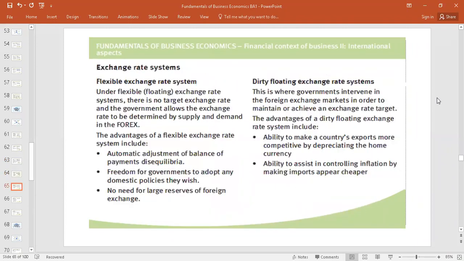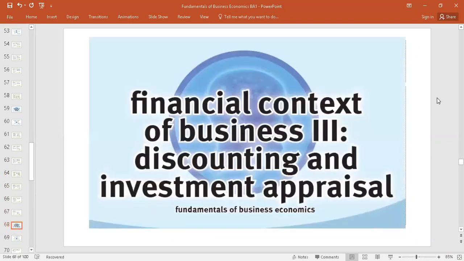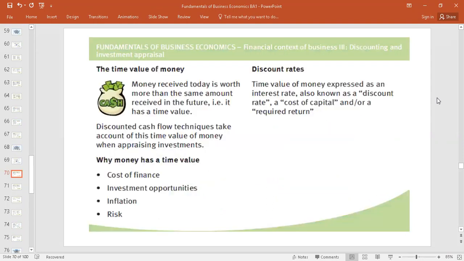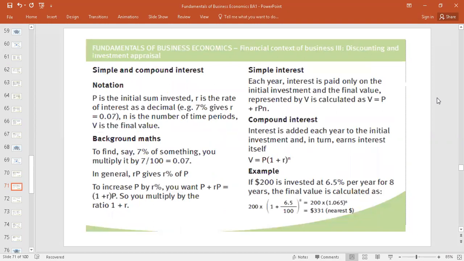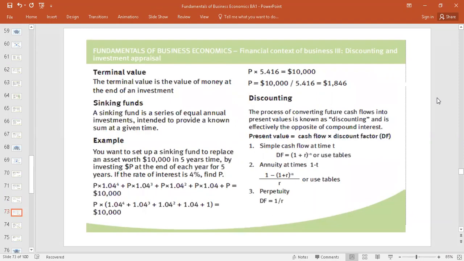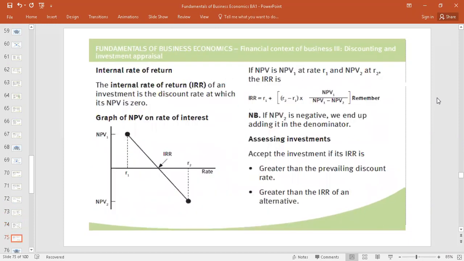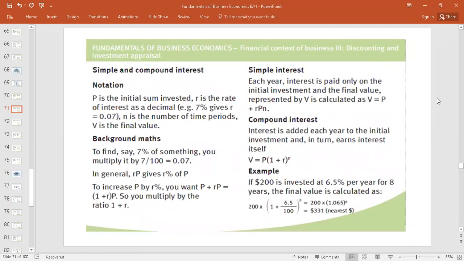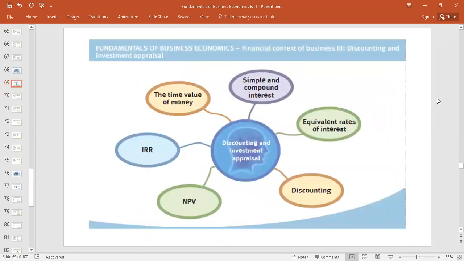Quickly, let's run through what is there as financial context of business 3. We have discounting and investment appraisal. The first thing we would be learning about is the time value of money, the logic behind that, simple and compound interest. How do we calculate equal rates of interest? Then terminal value, sinking fund, etc. NPV, IRR, the techniques which we use, have to be learned. So let's just quickly go through that.